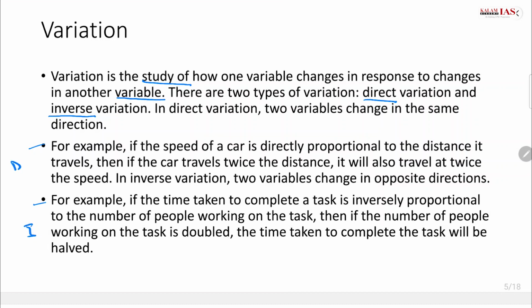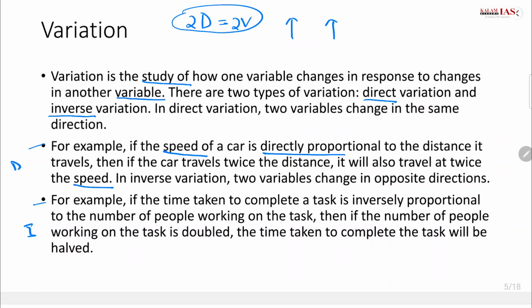The speed at which a car is traveling is directly proportional to the distance it travels. If the car travels twice the distance, it will also travel at twice the speed. So basically, the distance traveled by the car is proportional to the speed of the car. If the distance is doubled in the same time, the speed will double. This shows this is a direct variation, because as one thing is increasing, the other thing is also increasing.